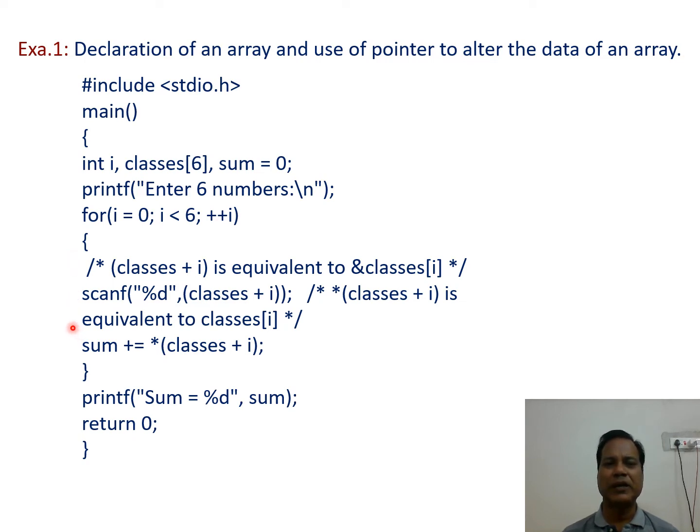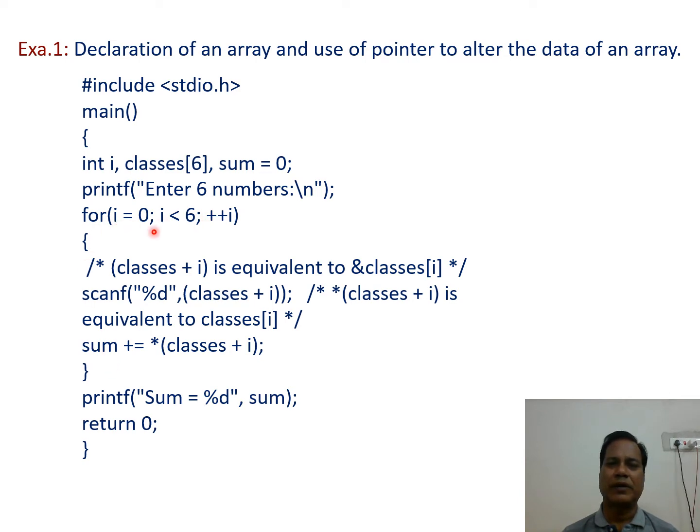That is, the second number is taken in and added to the previous sum. So in this way all 6 numbers are taken in using the name of the array, which is acting as a pointer, and those numbers are added and the sum is stored in the integer variable sum.